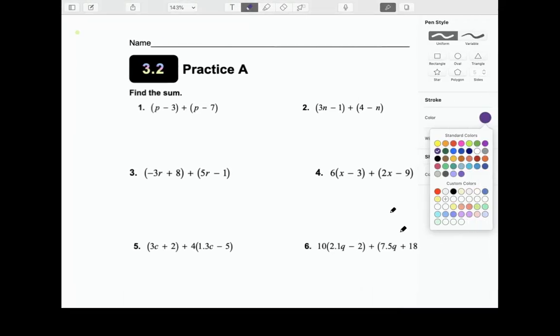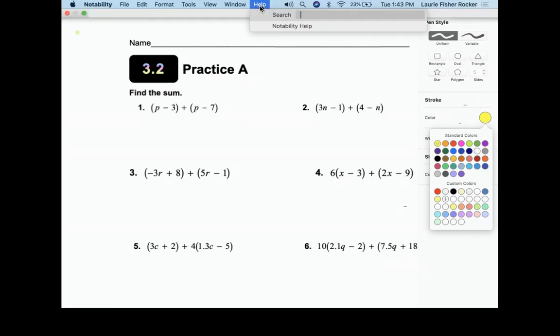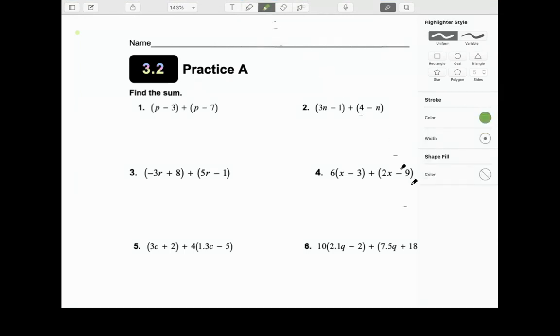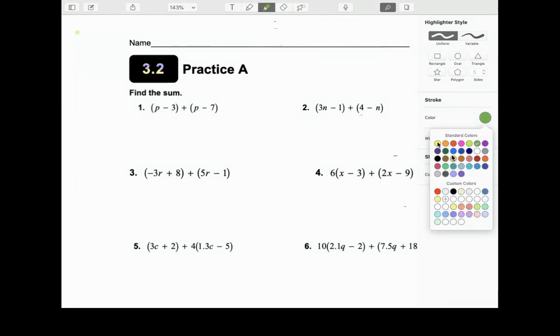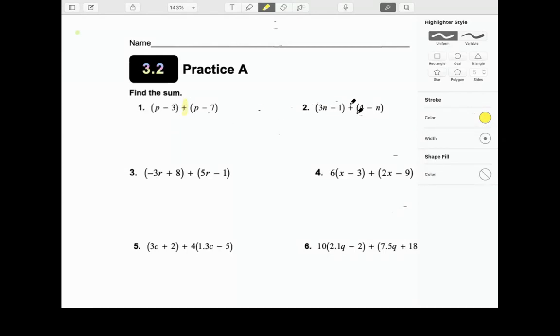So we're going to do some practice problems for this particular lesson, and this lesson is adding expressions. One of the things I want to show you is that when it comes down to actually looking at these problems, I'm adding like terms. So I'm adding these expressions. So in all of these, I'm adding expressions.